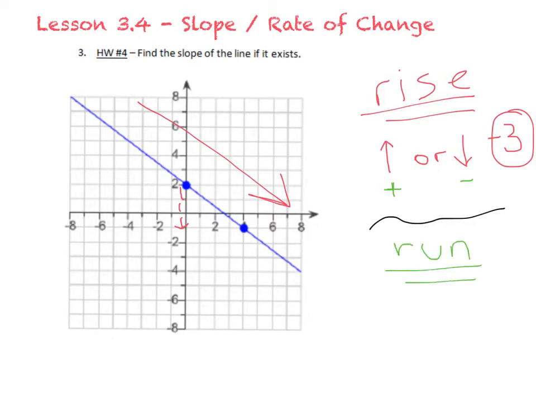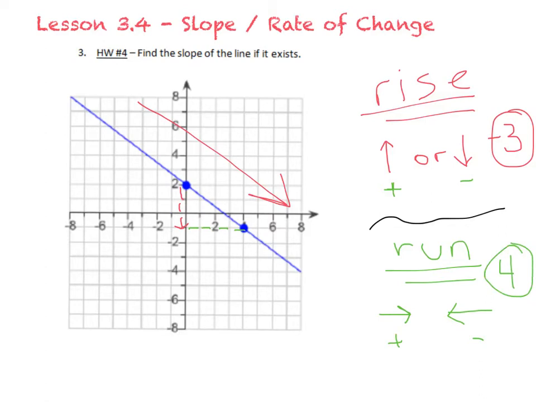Run means how much you go right or left. If you go right, you're going to the positive side of the number line, so you'd be counting positive. If you go left on a number line, you're going towards the negatives. So here we go. Let's count our run. 1, 2, 3, and 4. So our run is -4 because we counted to the left.